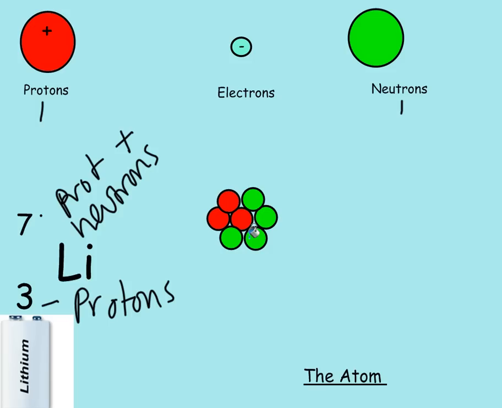We need to put the electrons on. Now the electrons are important because this atom has no charge at all. At the moment this nucleus has a charge of +3 because protons have a charge of +1. Neutrons have a charge of nothing at all. Electrons have a charge of -1. So we need to balance these 3 pluses out, these 3 protons, by adding 3 electrons, and then it has no charge at all.